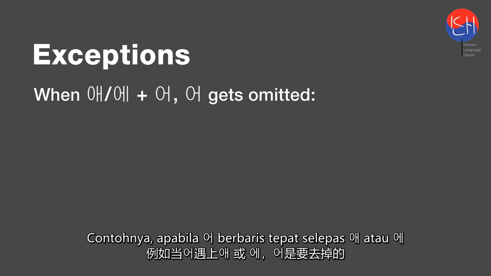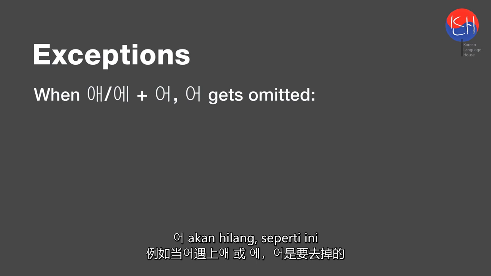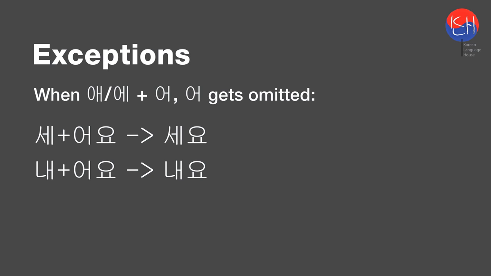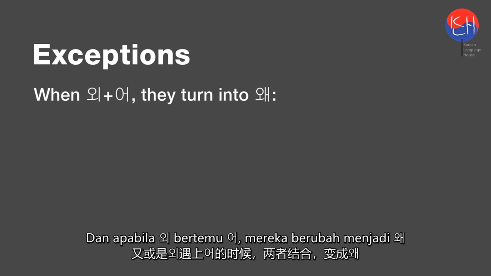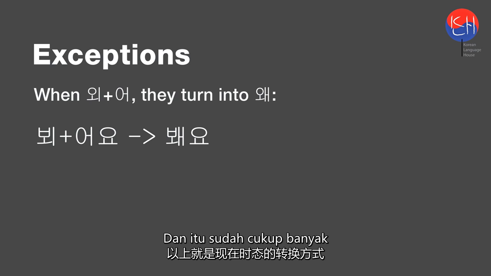There are some exceptions, of course. For example, when o lines up after e or ä, o just gets omitted, like this. And when we means o, they turn into we. And that's pretty much it.